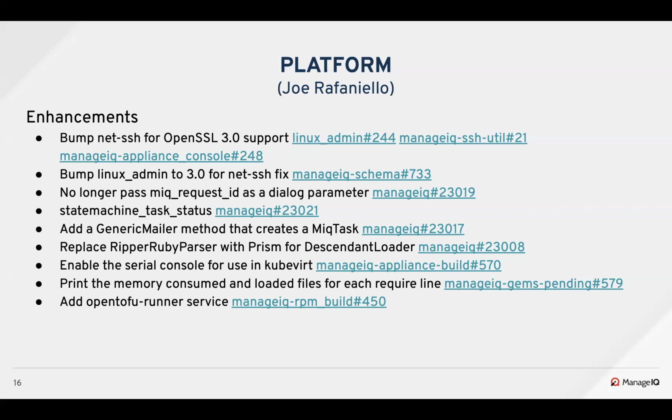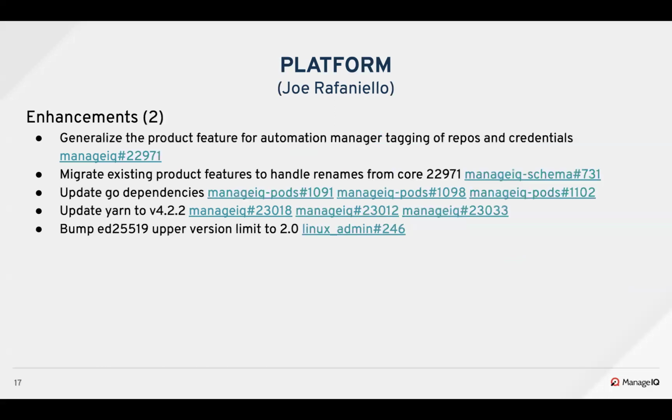Brandon had a fix for building appliances so that the serial console is available for when you deploy in KubeVirt. A change was made to print the memory consumed and loaded files for each require line by Joe. This was more for a diagnostics type thing, but it gives a lot more information, and that's what led to him reducing the memory and all those other PRs. And finally, Adam added the OpenTofu runner service for running the OpenTofu runner.